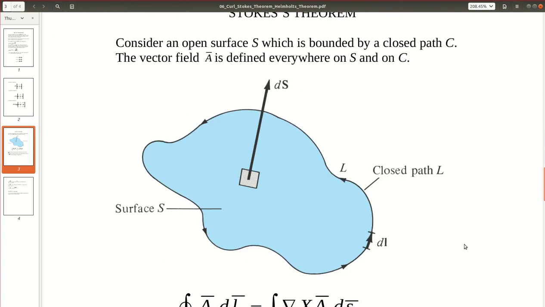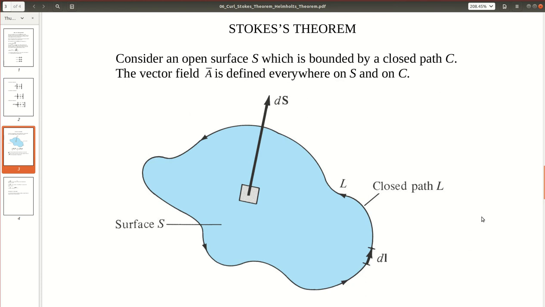Okay, now let's see another theorem. We took one theorem before, the Gauss theorem or divergence theorem. Now we have Stokes theorem. Here it says that if we have some area like this one, there is a line path outside that is closing this area. Let's be more specific with the words: an open surface bounded by a closed path C. The vector area is outside.